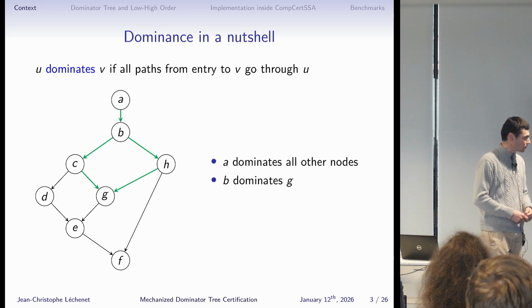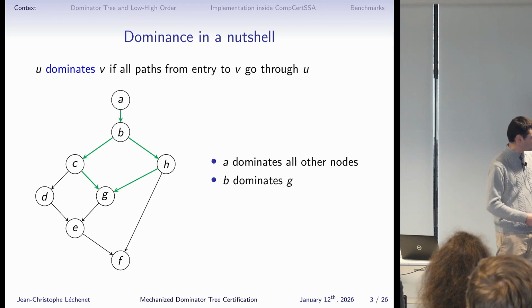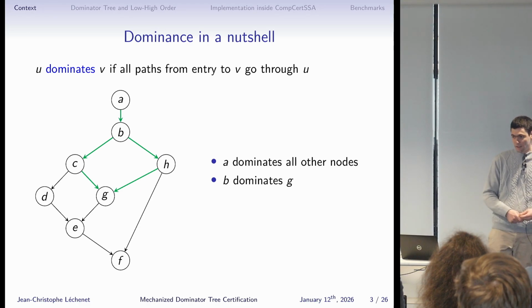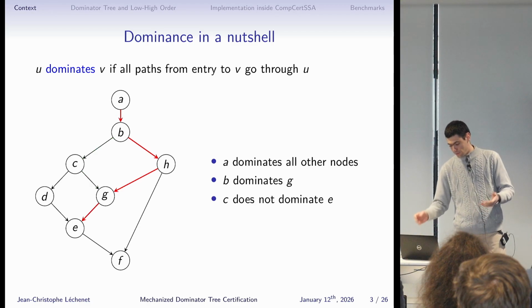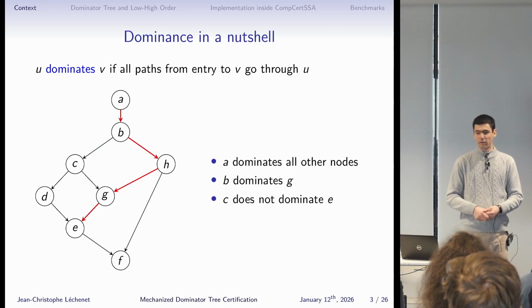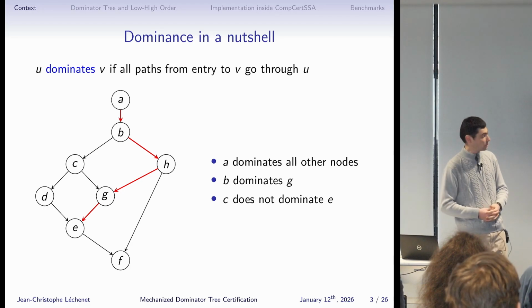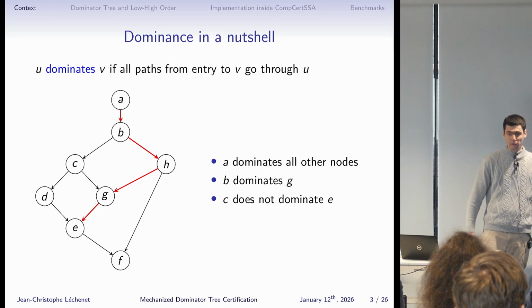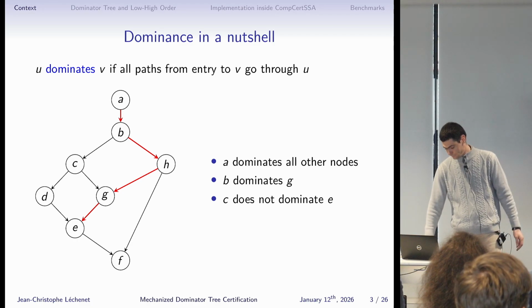Here in this case, we can say that B dominates G because the two paths that go from A to G go through B. And we can say that C does not dominate E, and for that it's enough to exhibit a path that does not go through C, and we have this red path that avoids C.